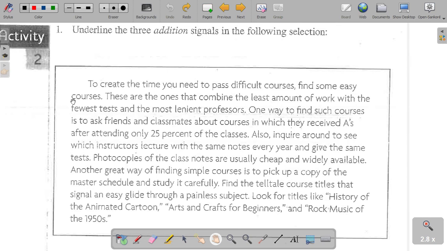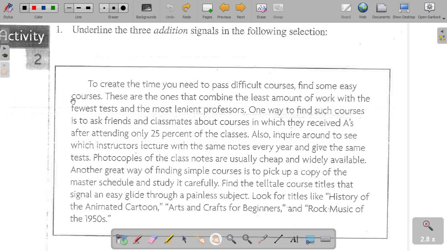One way to find such courses is to ask friends and classmates about courses in which they received A's after attending only 25% of the class. Also inquire around to see which instructors lecture with the same notes every year and give the same tests. Photocopies of the class notes are usually cheap and widely available. Another great way of finding simple courses is to pick up a copy of the master schedule and study it carefully. Find the telltale course titles that signal an easy glide through a painless subject. Look for titles like History of the Animated Cartoon, Arts and Crafts for Beginners, and Rock Music of the 1950s.